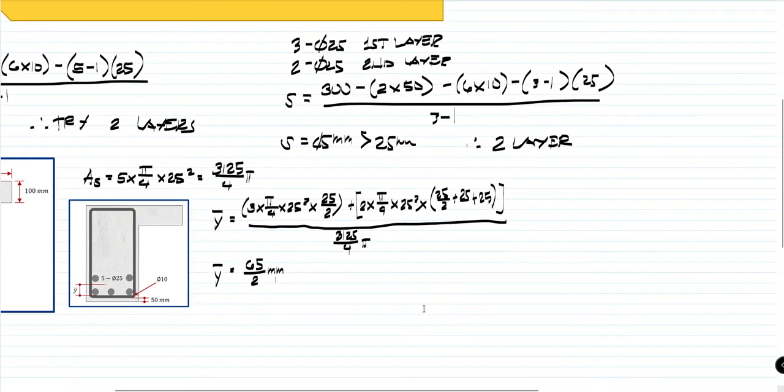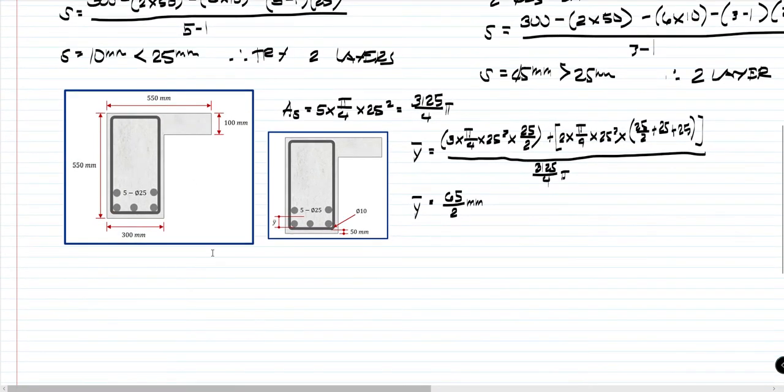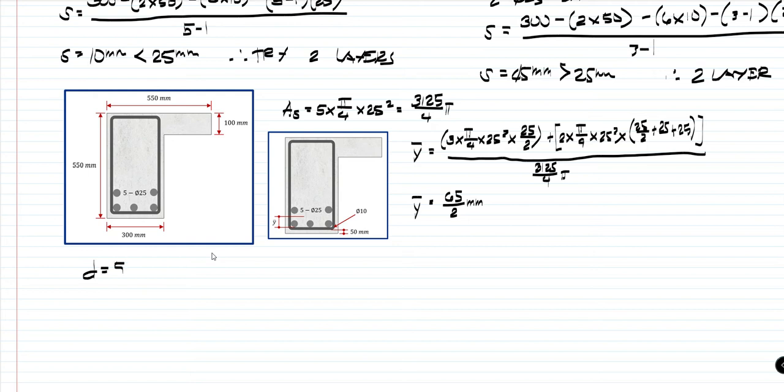And now from this Y bar, we could get its effective depth. So the effective depth of our beam will be equivalent to 550 minus yung clear cover na 50 minus the diameter of stirrups which is 10 and minus the Y bar which is 65/2. So we could have a value of our effective depth which is 915/2 mm.